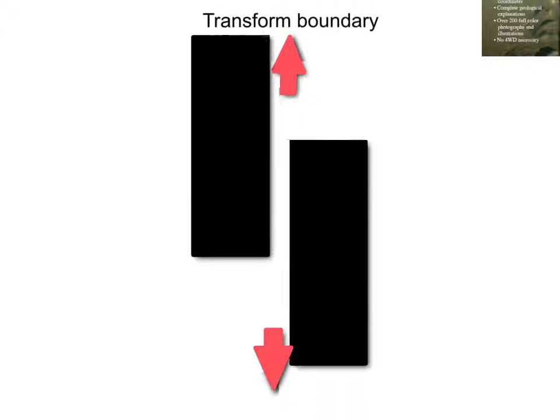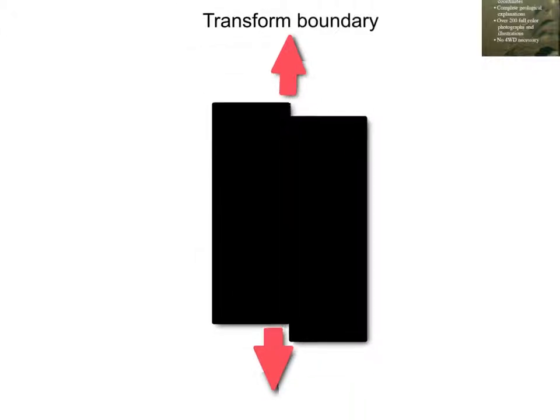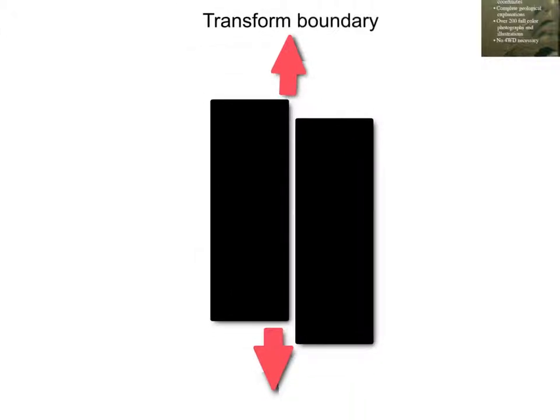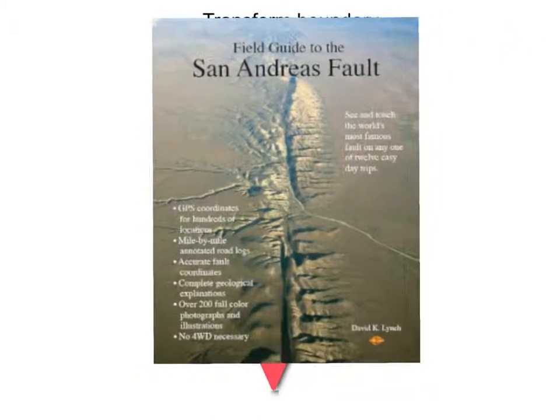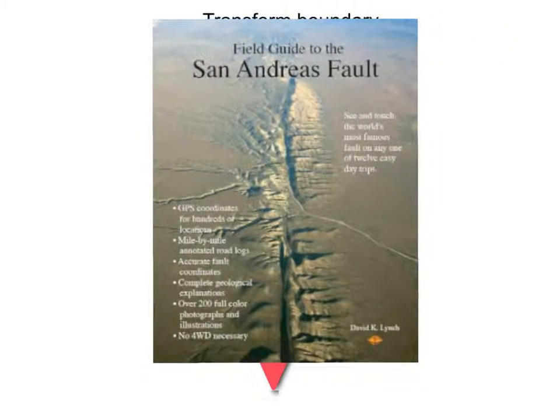A transform boundary is when 2 plates come together and they slip on one another. And when they slip, earthquakes occur. Now, an example of this would be the San Andreas Fault in California. Faults can occur anywhere that there's a transform boundary, but this is one of the most popular. It's happening in California.